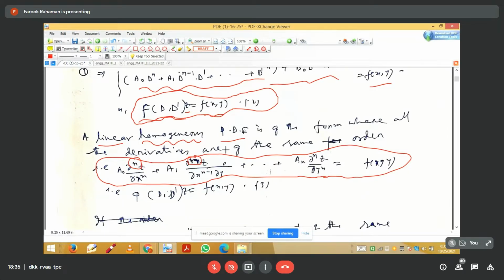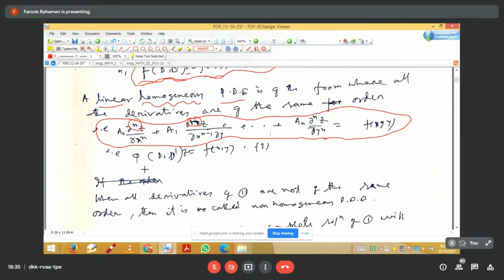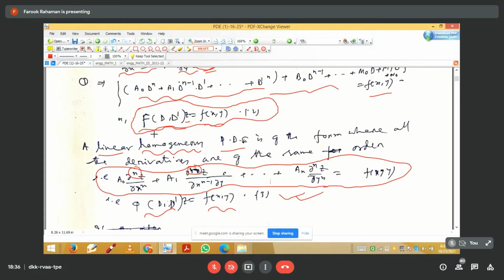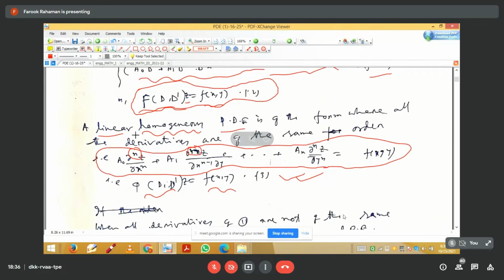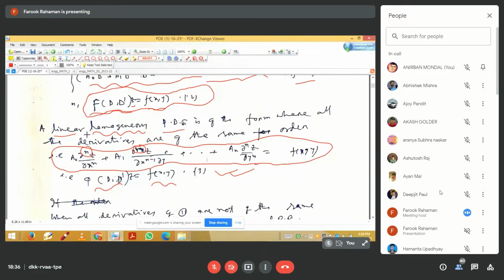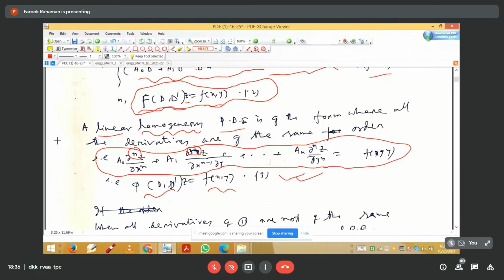And as before, we can write it in terms of D and D dash. This differential equation is: function of D, D dash acting on z equals the right hand side f(x,y). Okay. Now our task is how to solve this type of differential equation. We start with homogeneous and then try to solve the general one, that is the non-homogeneous. At first the homogeneous is very simple, so we start with the homogeneous linear partial differential equation. Then we will discuss non-homogeneous.